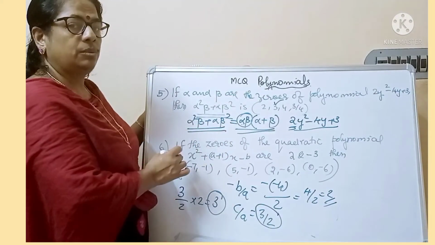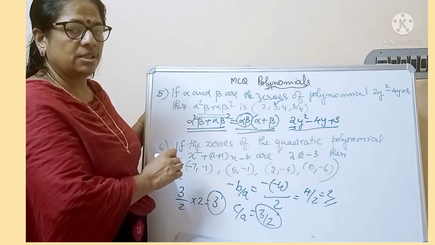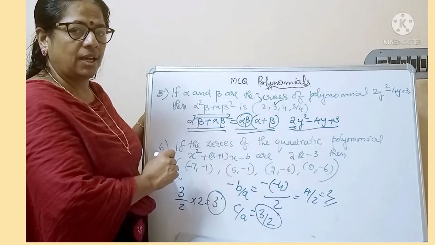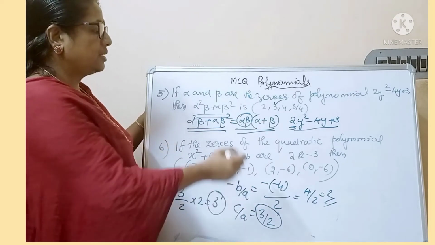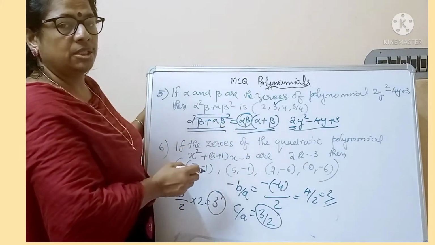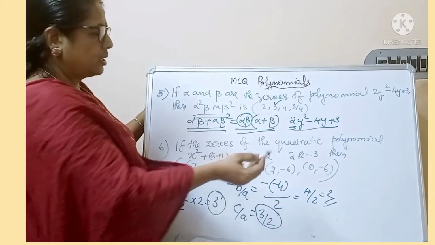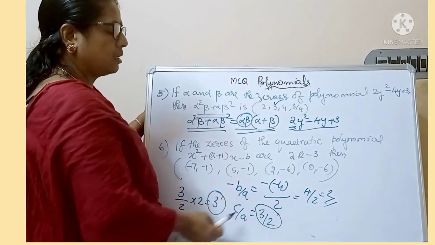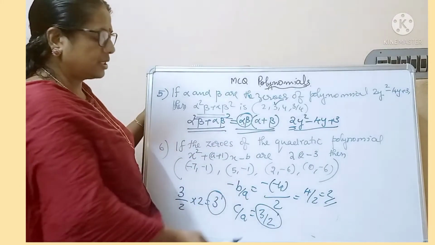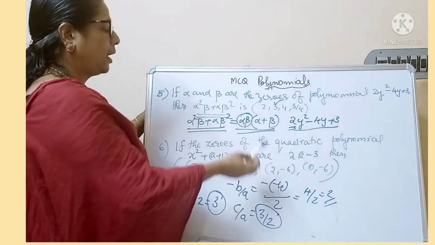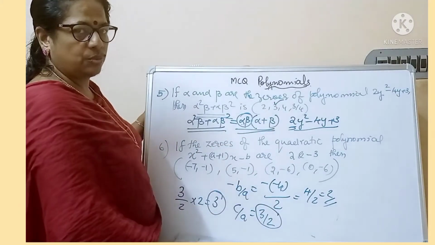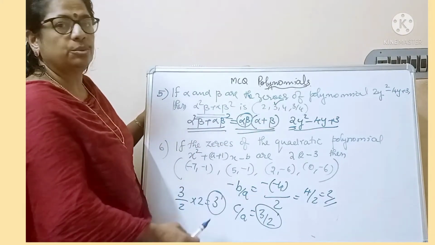Only we want to take the common terms from alpha square beta and alpha beta square. It will be of the form alpha beta into alpha plus beta. Substitute alpha beta as the product of roots, whose value is 3 by 2, and the sum of roots is 2. Then we will get 3 by 2 into 2 is 3.